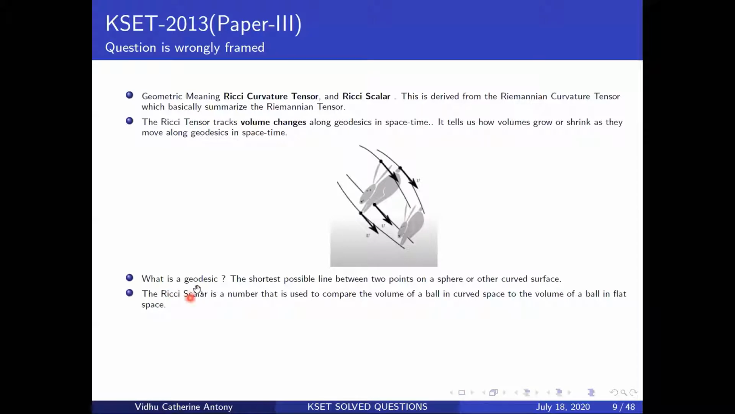Okay, so what is your Ricci scalar? There are two things here that I've mentioned. One is your Ricci curvature tensor. What does the tensor do? It tracks the volume changes. Okay, now what is your Ricci scalar? It is a number that is used to compare the volume of a ball.